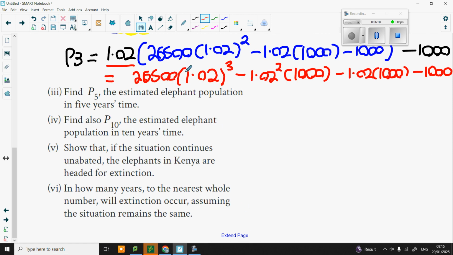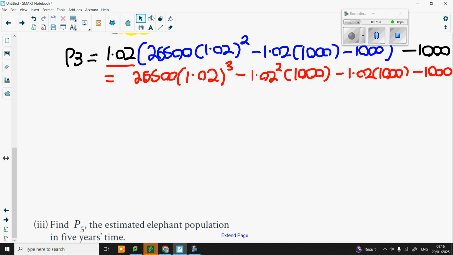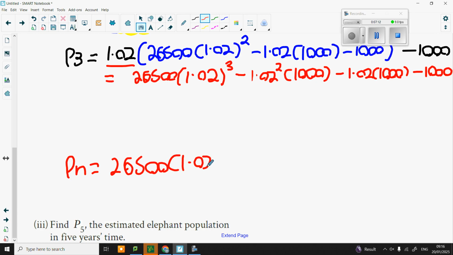Now, try and think about this. I think we can safely say that our Pn currently is 26,500 times 1.02 to the power of n. However, what are we going to do about this part? Anybody have any ideas? Well, I think I'm looking at a geometric sequence. Think about it.